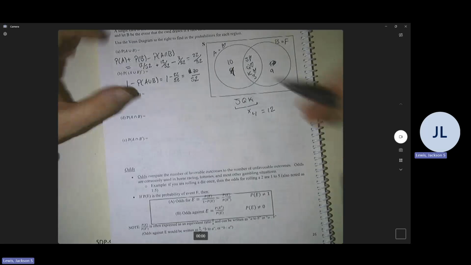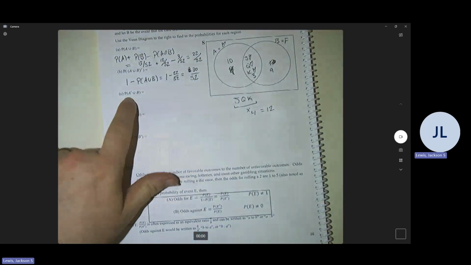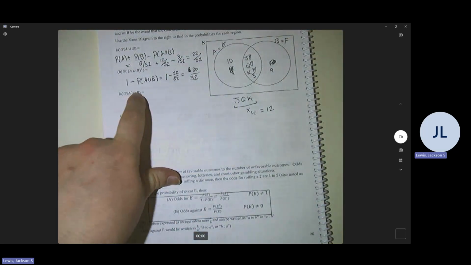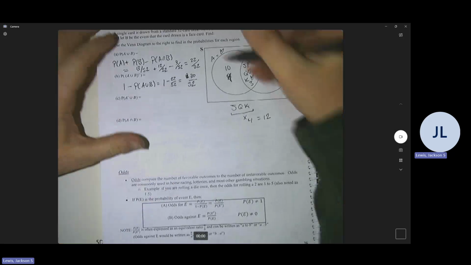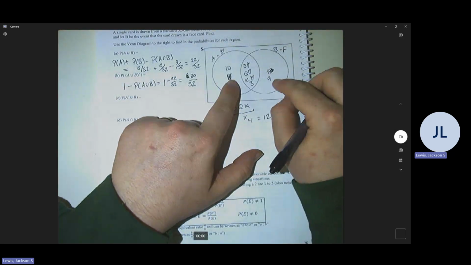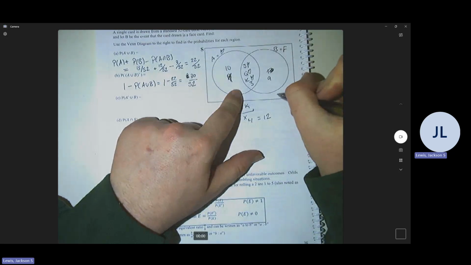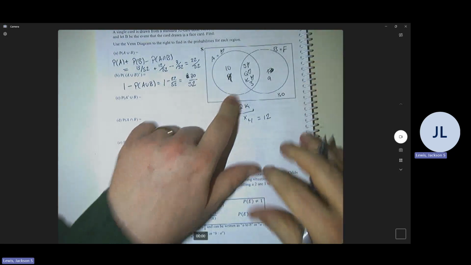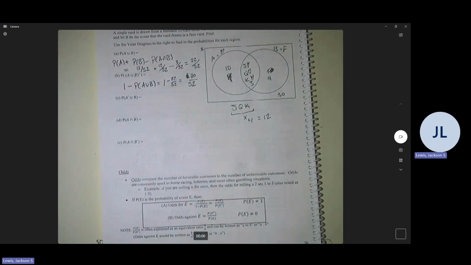Now it says, what's the probability of A complement union B? This one's a little interesting, right? We can sit through and logic it out from here. So it's going to be everything that is not a heart or is a face card. So if there's 10, 3, and 9 here, that's a total of 22. So out here is going to be this 30. And so now I can shade in my Venn diagram to figure out the rest of it.